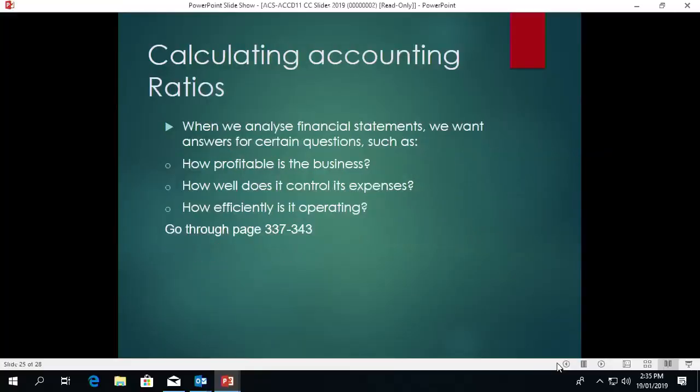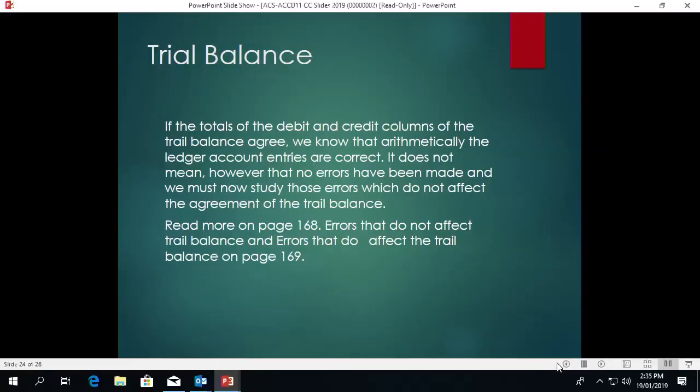However, you find errors that, if there are those errors, your trial balance is not going to balance. I want you to read through those errors on page 169. And the next thing that I want you to know is the accounting ratios.